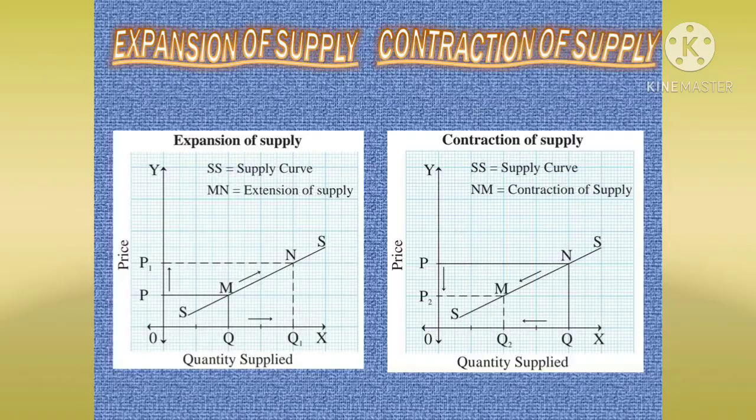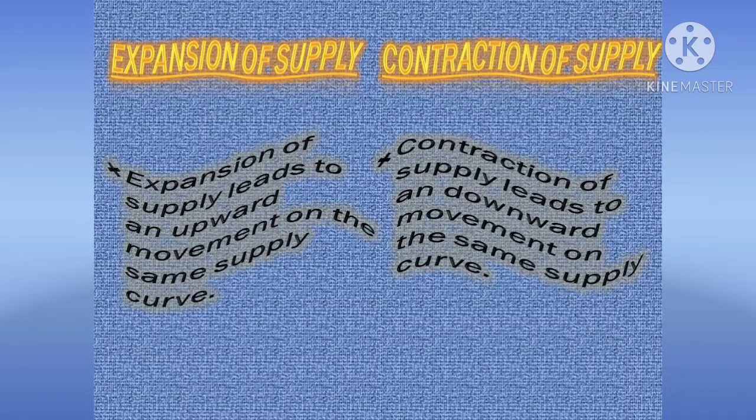Another point of distinguish between expansion of supply and contraction of supply is: expansion in supply leads to an upward movement on the same supply curve due to a rise in price, whereas in case of contraction of supply, there is a downward movement on the same supply curve.